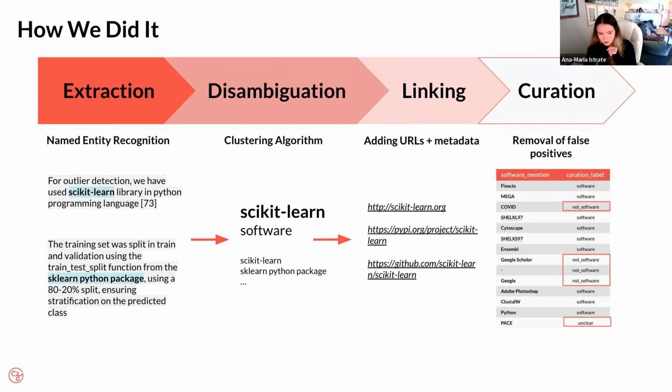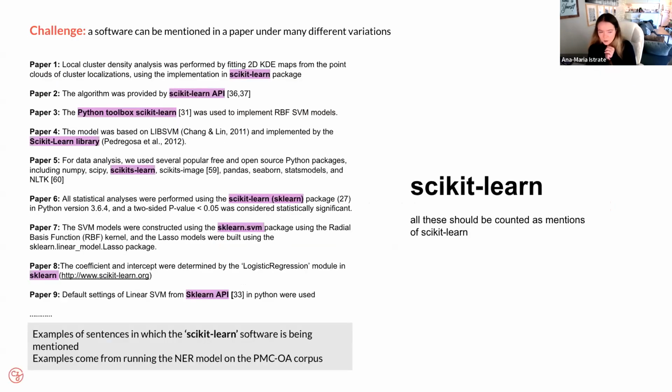and I'm jumping a little bit here, but one particular challenge with software was that a software can really be mentioned in a paper under many different variations. People have many different ways of saying the same thing, which is something we already knew, but we didn't expect there to be so many variations with software. And there are also lots of variations coming from how the NER model is extracting these mentions. What's in purple here are mentions extracted by the NER model.